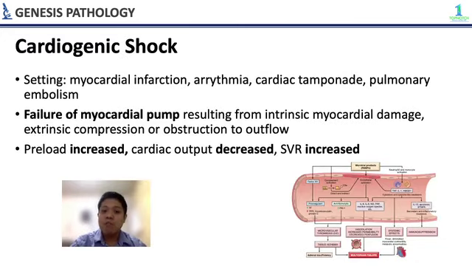First, we have cardiogenic shock. It happens in the setting of myocardial infarction, arrhythmia, cardiac tamponade, or pulmonary embolism. Basically, there is acute heart failure, a failure of the myocardial pump resulting from intrinsic myocardial damage and extrinsic compression or obstruction to outflow. The clinical picture is that preload is increased because the heart cannot pump out the blood, cardiac output is decreased, and systemic vascular resistance is increased as a compensatory mechanism.